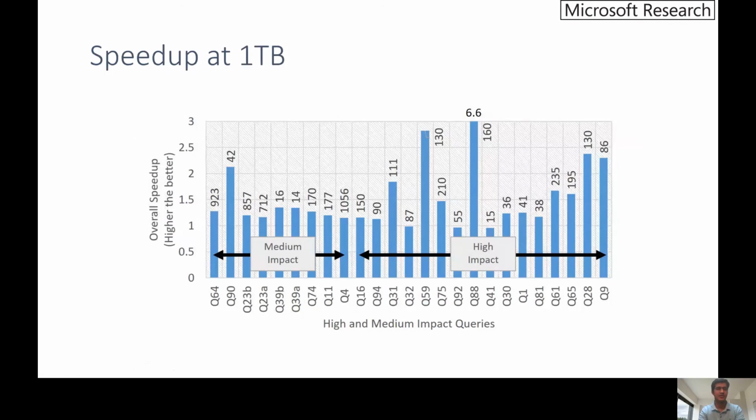So I'm going to show a subset of results. More detailed results can be found in the paper. What this graph is showing is the speed up we see for medium and high impact queries at a scale factor of 1 terabyte. We find that on average for these 25 queries, we can speed them up by about 1.4x, with some queries speeding up by as much as 6x.